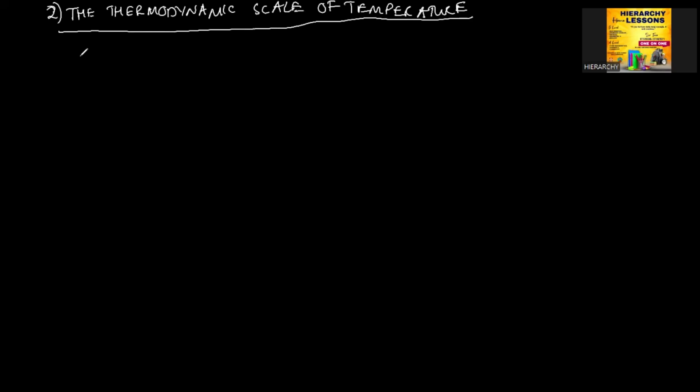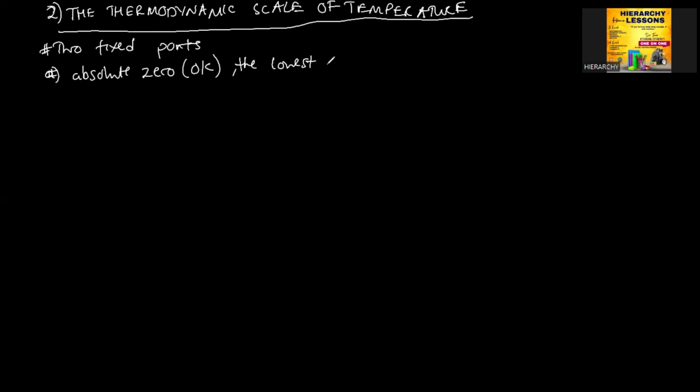There are 2 fixed points on the scale, right? The first one is the absolute zero, which is 0 Kelvin. So what is the absolute zero? This is the lowest possible temperature, so it's 0 kelvins or minus 273 degrees Celsius, right?